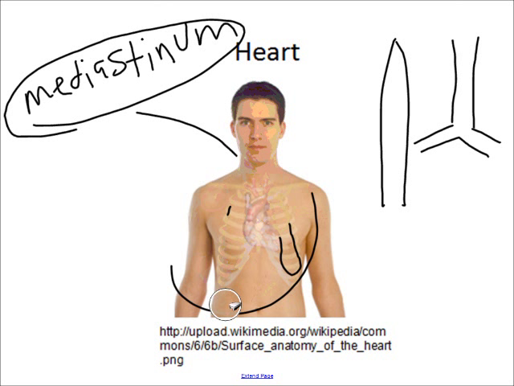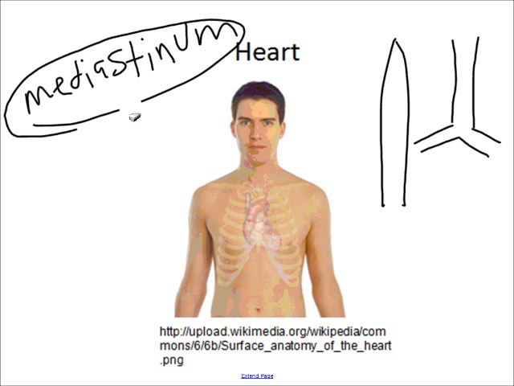Now, let's get some of this out of the way. Now, let's talk about the heart in terms of its location in the chest, or in the mediastinum.